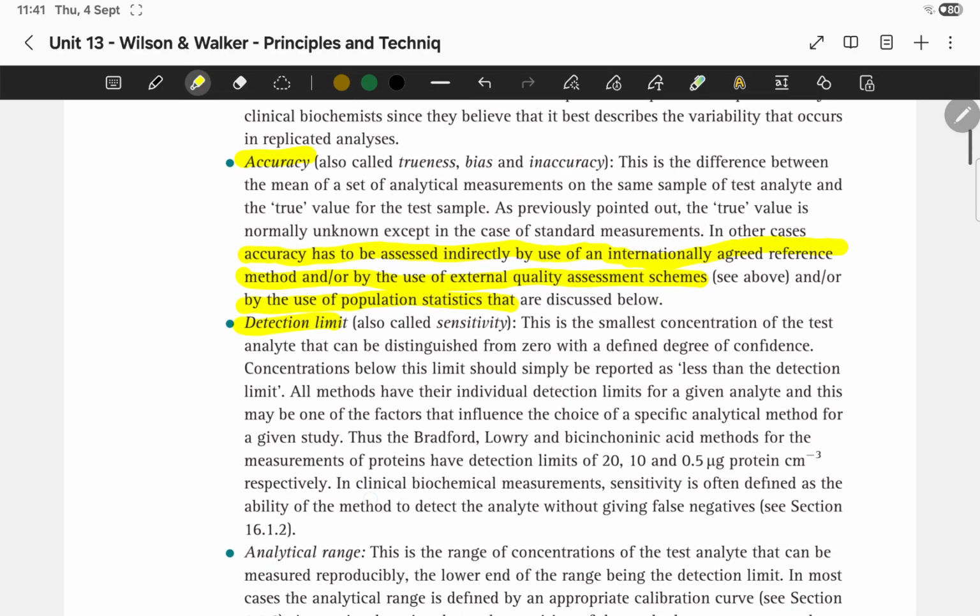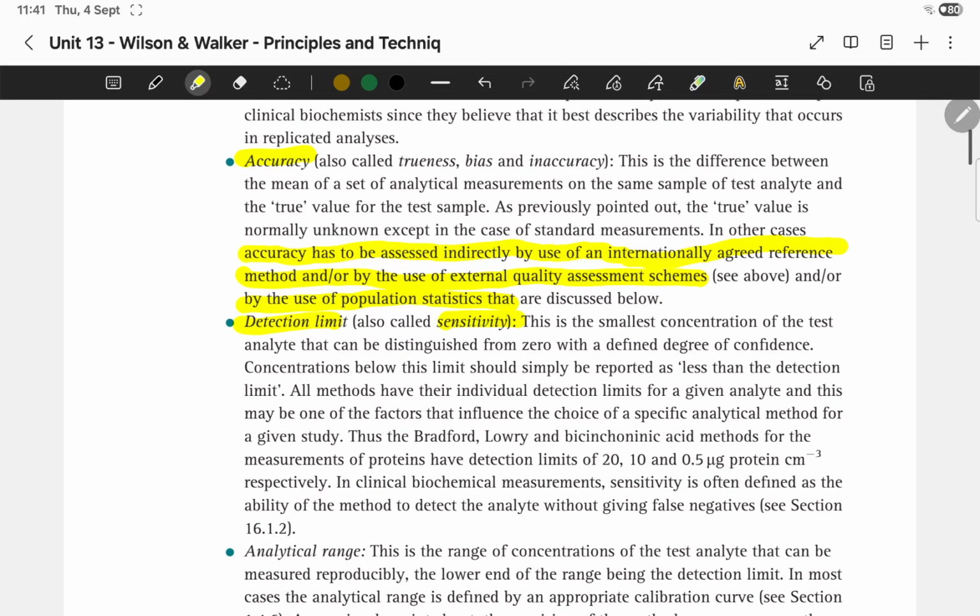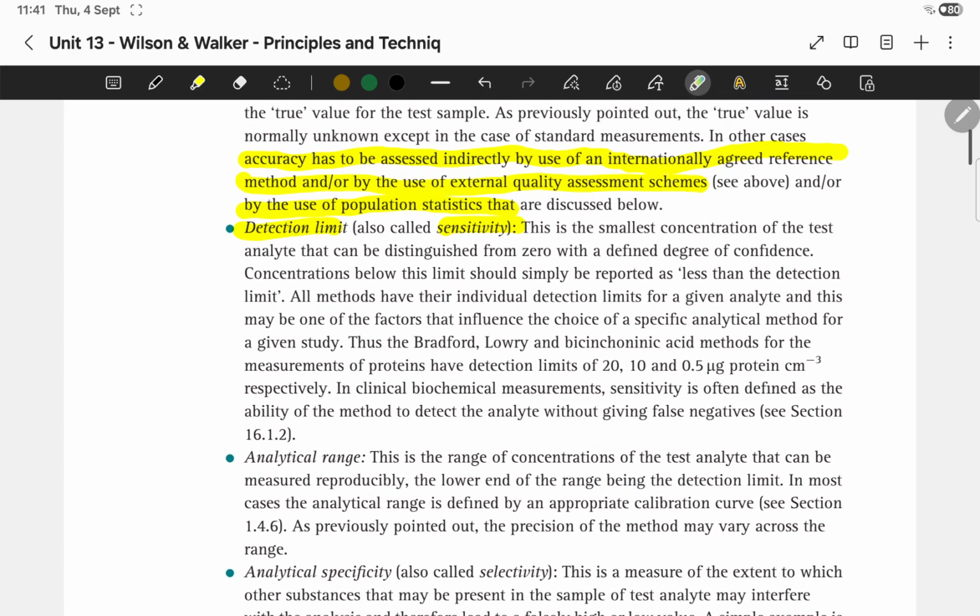Detection limit, also called sensitivity. This is the smallest concentration of the test analyte that can be distinguished from zero with a defined degree of confidence. Concentrations below this limit should simply be reported as less than the detection limit. All methods have their individual detection limits for a given analyte, and this may be one of the factors that influence the choice of the specific analytical method for a given study.